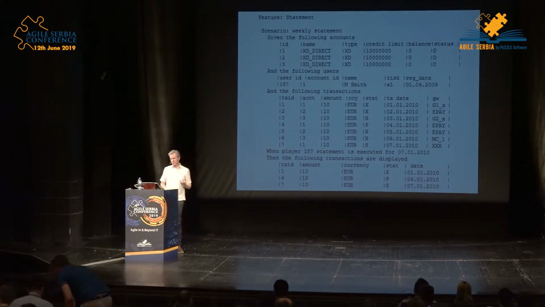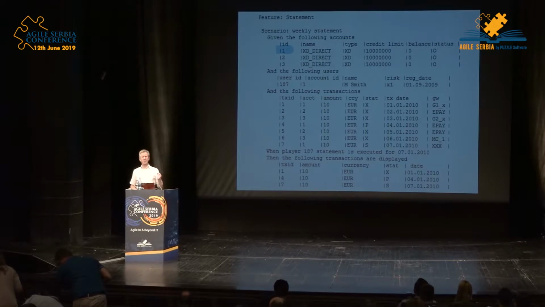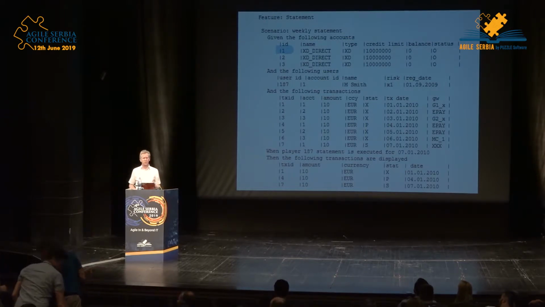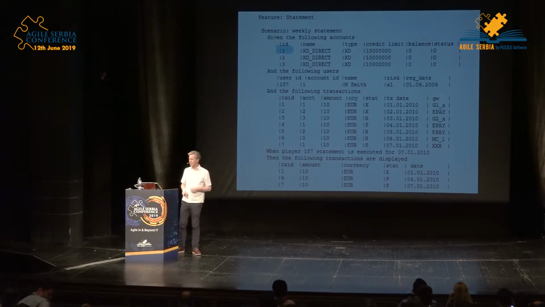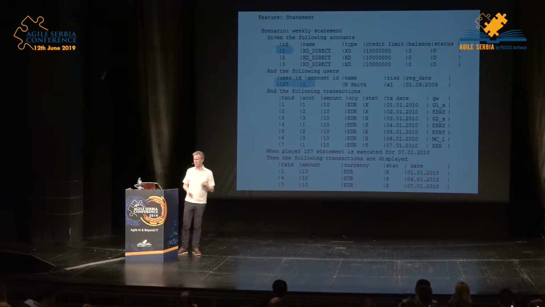But let's try to take this apart. Okay, so we've got some accounts, and one of those accounts has an ID of 1. I highlight that because that's the only thing that seems to vary in this. Everything else, this XD direct, XD 10 million or however much that is, 0 and 0, those don't vary for each of these. So that's a pretty good clue that none of that information is relevant to this test. But we've got 3 accounts, 1, 2, and 3. And we've got a user ID, 187, that happens to have an association with an account 1. So maybe that account we created, number 1, now belongs to user 187. So that looks like that might be important.